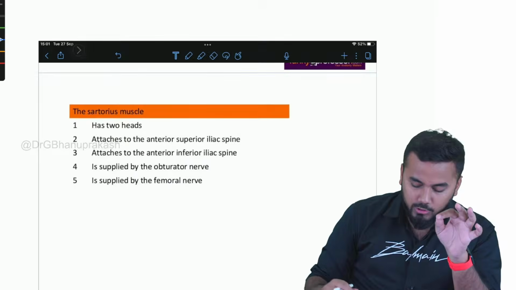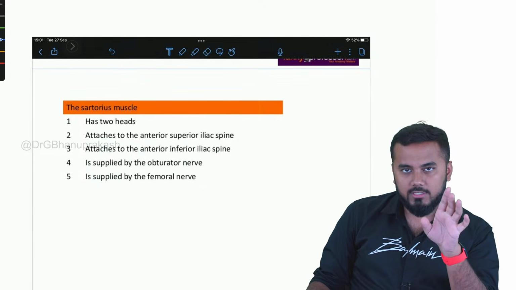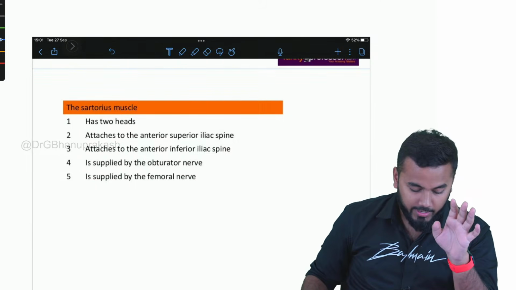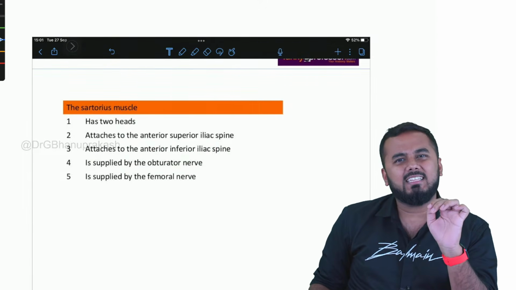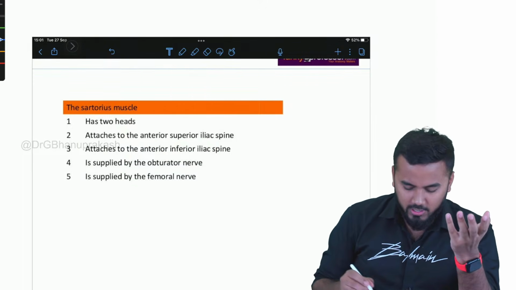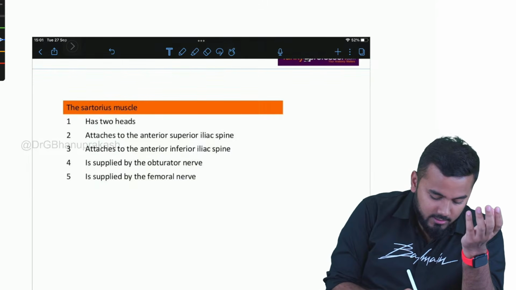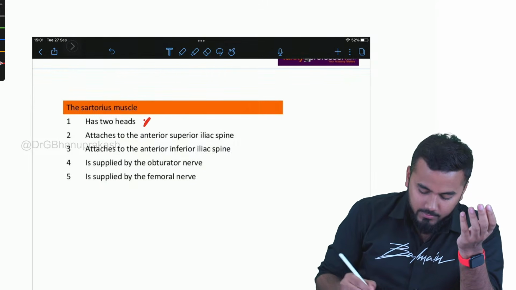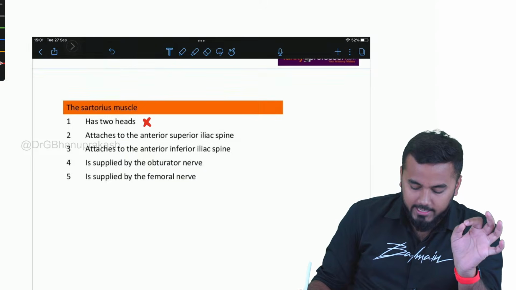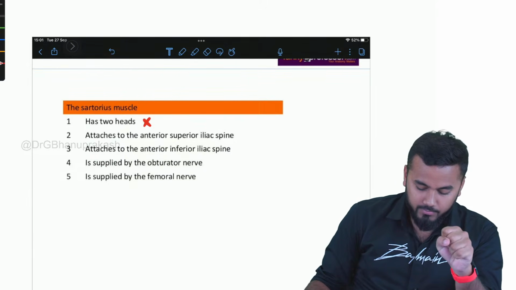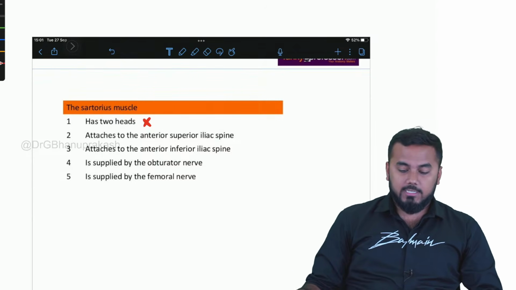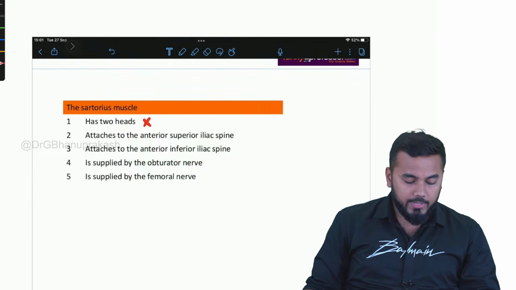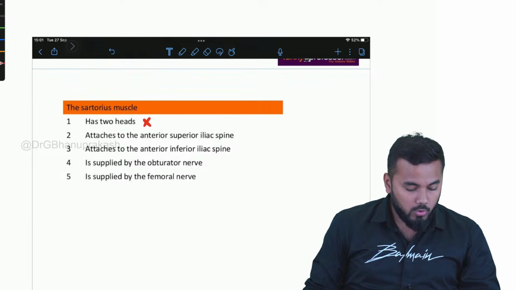Sartorius muscle. Now, tell me true or false. Sartorius muscle has got two heads. Did we discuss anything like Sartorius has got two heads? We did not discuss. Sartorius muscle attaches to the anterior superior iliac spine. Am I true or wrong?